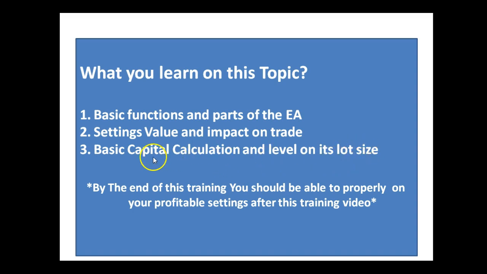So as I told in my previous video episodes on my Trend Multiplier Robot, it is the best robot because it is based on calculation. The reason why is you will know where your risk level is if the EA or the market is going the wrong way. All right. So by the end of this training, you should be able to properly use your profitable settings after this training video. All right.